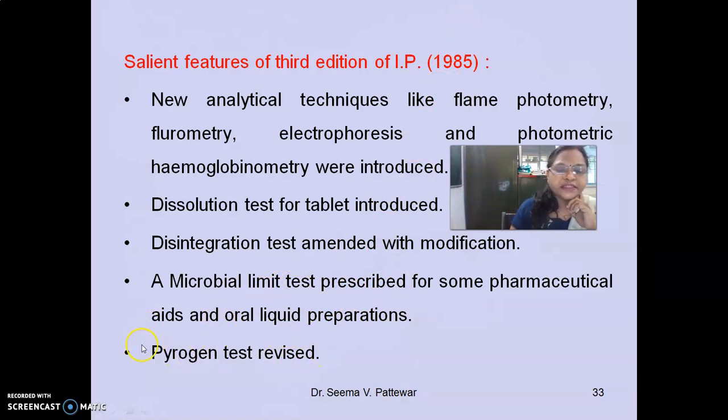Then the pyrogen test is revised. What are pyrogens? Pyrogens are metabolic products of microorganisms. Sometimes they may raise the body temperature and you will get fever. So the pyrogen test is very important as far as sterile dosage forms are concerned. In the second year we will see this pyrogen test. It comprises two tests, the rabbit test and the LAL test. We will see that in detail in the second year.